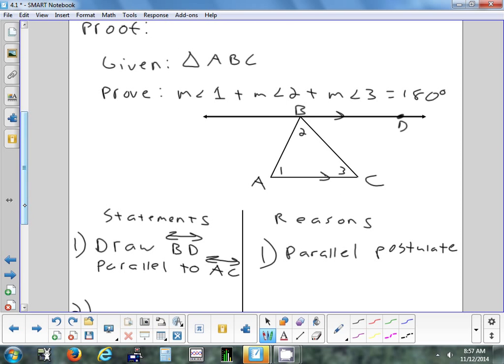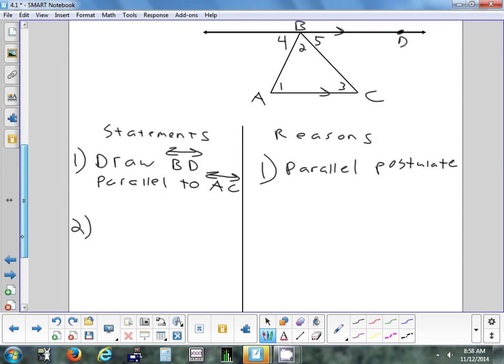Okay, next thing I'm going to do is, because I drew in that parallel line, I created a couple extra angles. Let's call them 4 and 5. What do we know about angle 4, 2, and 5? If you add them all up, their sum is 180 degrees. Right, they add up to 180. That's important.